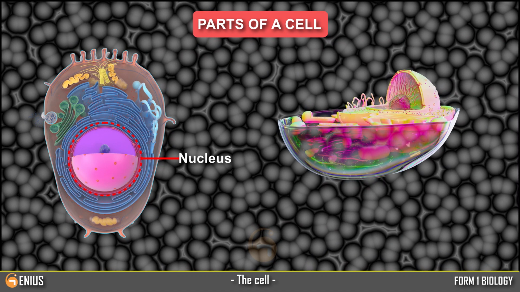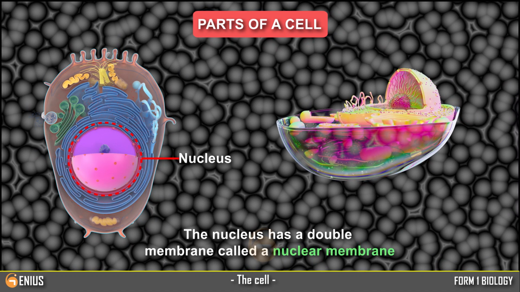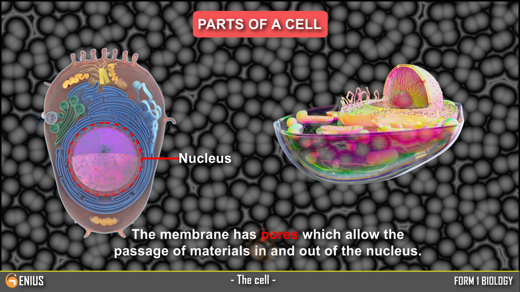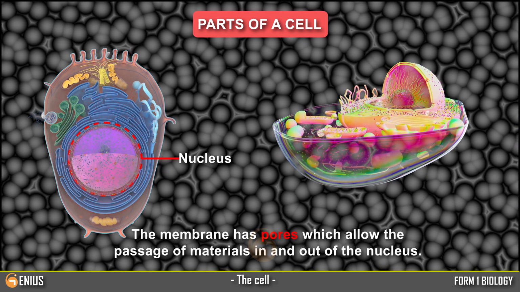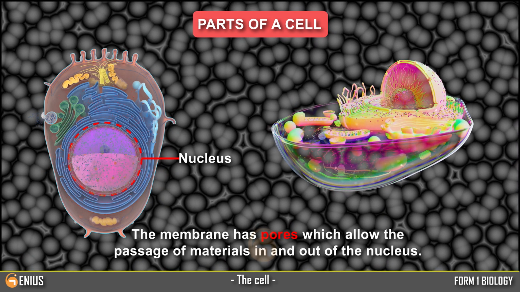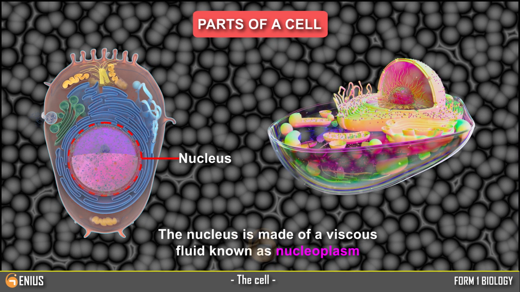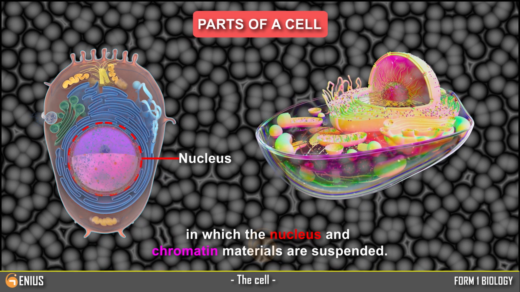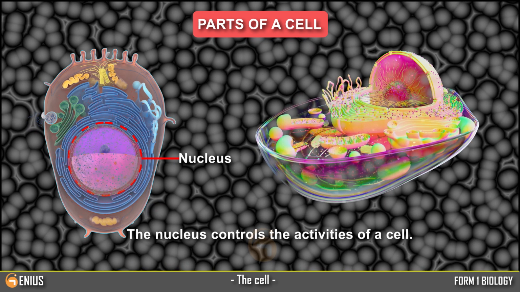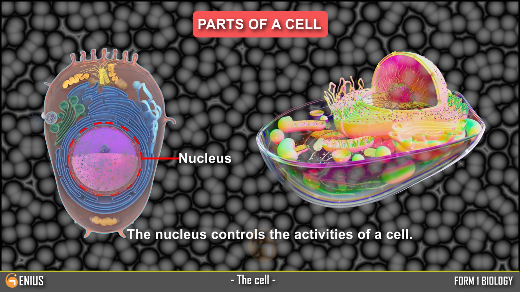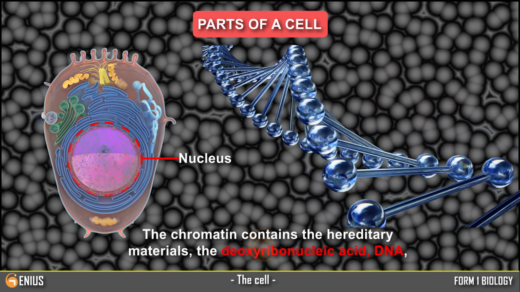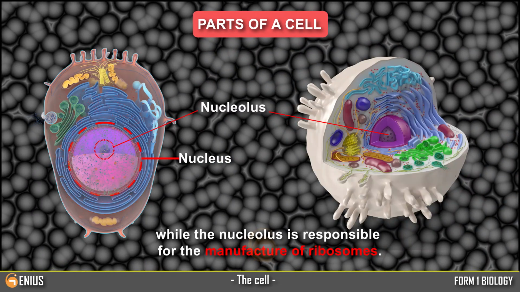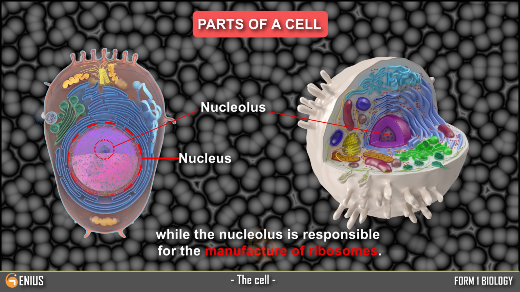Nucleus. The nucleus has a double membrane called a nuclear membrane. The membrane has pores which allow the passage of materials in and out of the nucleus. The nucleus is made of a viscous fluid known as nucleoplasm, in which the nucleolus and chromatin materials are suspended. The nucleus controls the activities of a cell. The chromatin contains the hereditary material, the deoxyribonucleic acid, DNA, while the nucleolus is responsible for the manufacture of ribosomes.